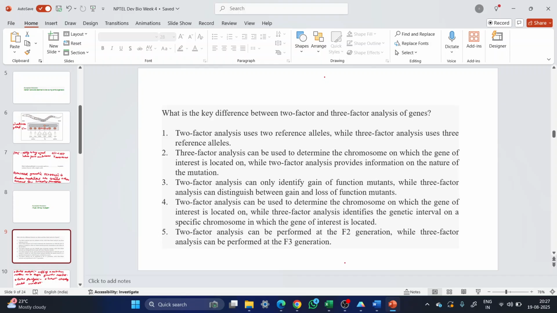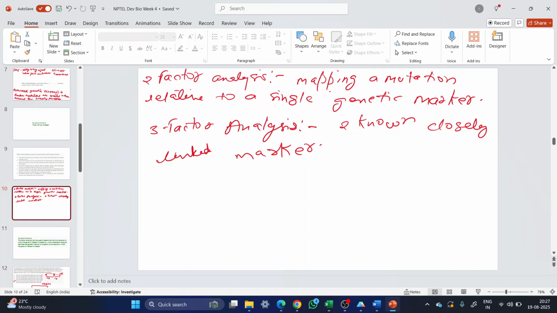Then the two factor test cross and the 3-point test cross. I told you the difference between a 2-point test cross and a 3-point test cross. In a 2-point test cross, it is basically used to map a mutation relative to a single genetic marker. Important is that only a single genetic marker is used. Whereas in a 3-point test cross, or three factor analysis, an unknown mutation is mapped relative to two known closely linked markers. By looking at the recombination classes, we can figure out whether the mutation lies between those markers or outside them.